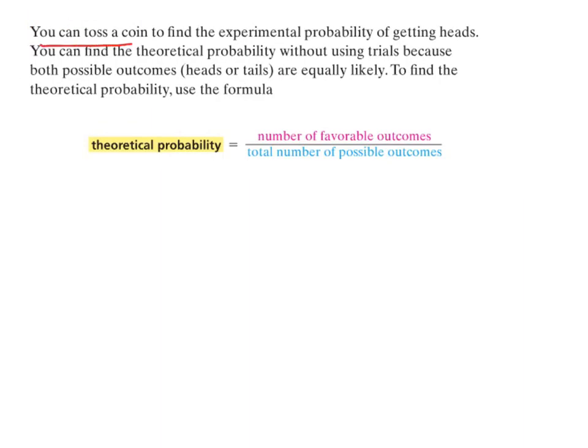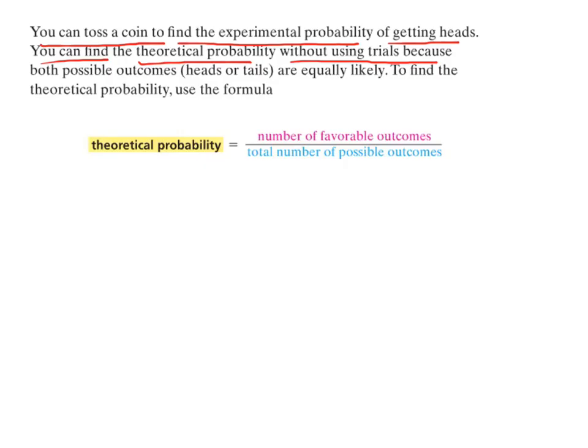You can toss a coin to find the experimental probability of getting heads. You can find the theoretical probability without using trials. If you do not conduct any experiment and you're just trying to find the probability without experimenting, such a probability is called theoretical probability.